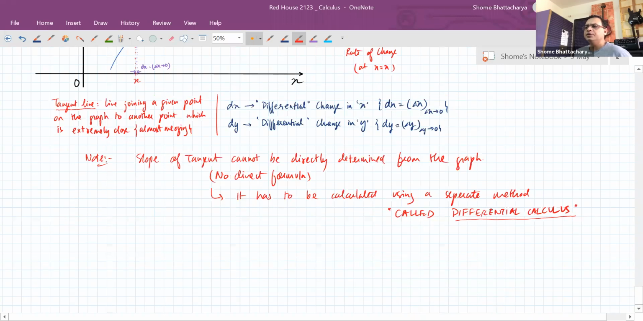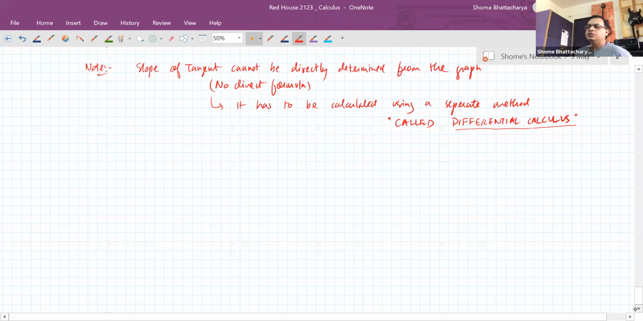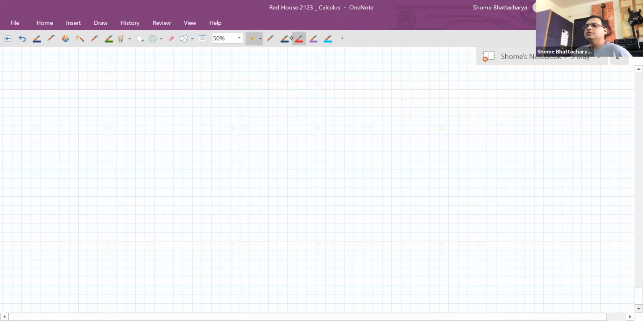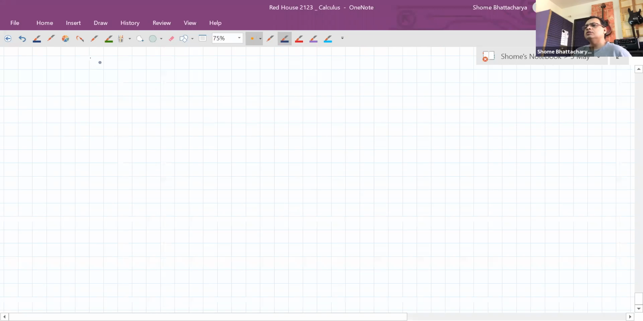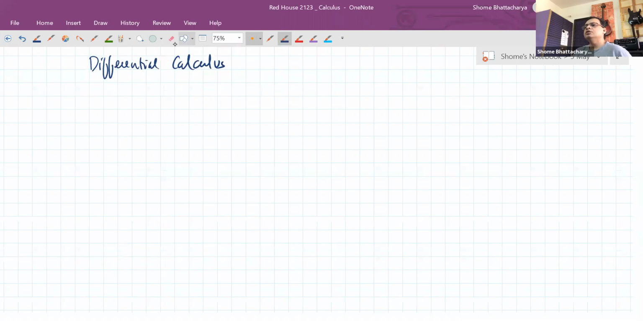The formula is developed by a separate process dedicated to it, and that is called the process, or the method, of differential calculus. Okay. So next we come to differential calculus. Differential calculus will develop a method through an operator called differentiation.